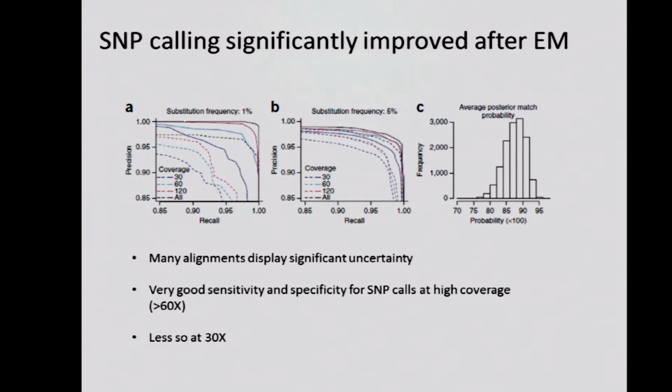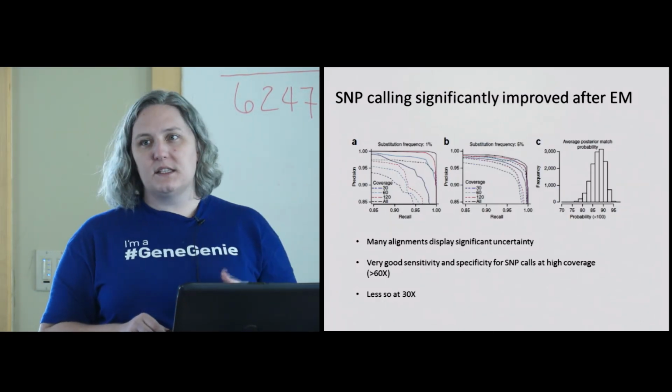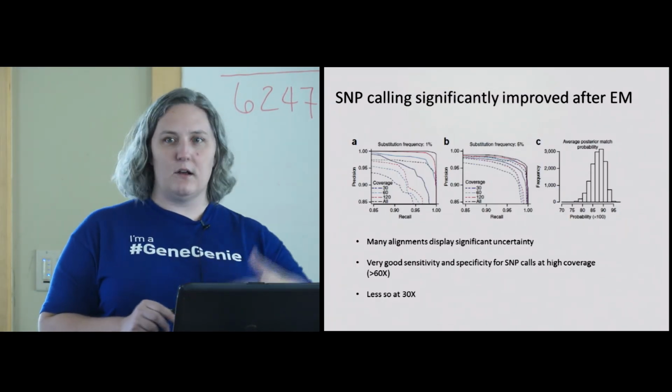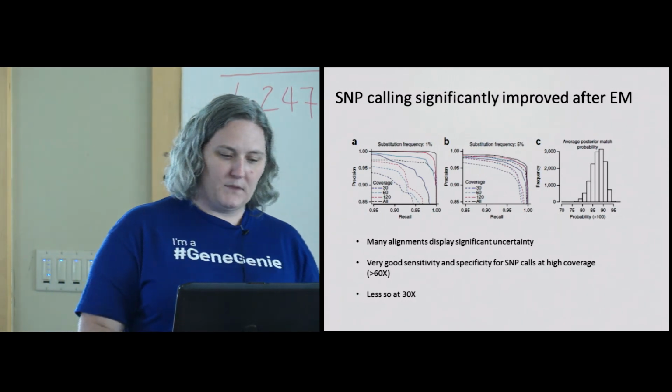This is at 1% substitution frequency. You increase the substitution frequency and things perform less well, with more deviation. But even then, the EM is pushing out. It has a better performance than the tuned values. And that's because many of the alignments have a high probability of being wrong, I suppose. It's not a 90% chance of being wrong, it's a 10% chance of being wrong, but that's still fairly significant. So they want to improve that with the EM algorithm.